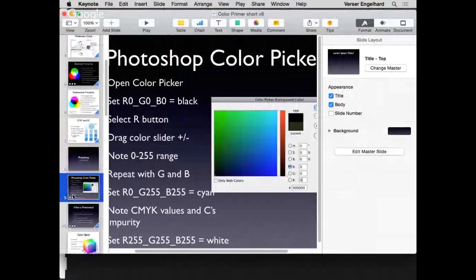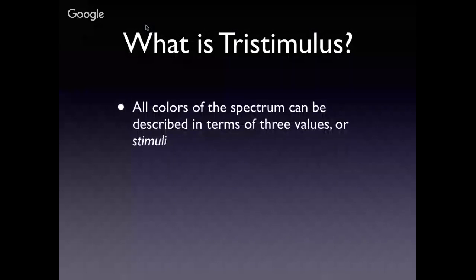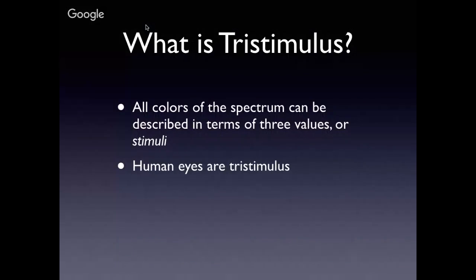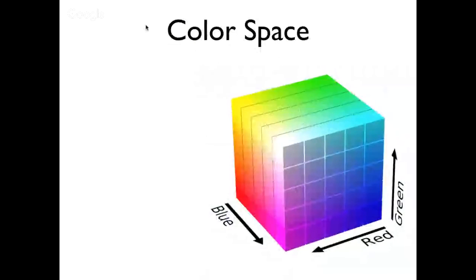All right, we've gotten through that. Okay, so back to what is tristimulus? Tristimulus means all the colors of the spectrum can be described in 3 values or stimuli. Human eyes are tristimulus. However, it does not have to be. Color does not have to be described only using these primary systems. Since there are 3 stimuli though, it can be plotted in 3 dimensions, and it looks like this. This is what we call a color space. When you think about color, in order to be able to describe not only all of color, but also the range from black to white, you need to do it in 3 dimensions.